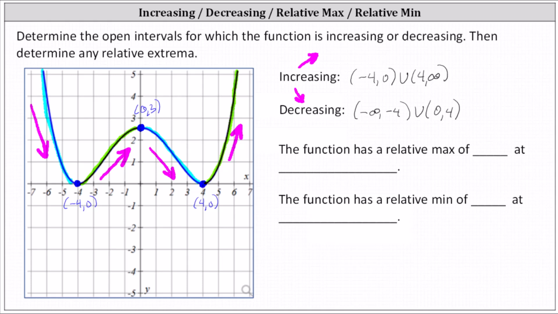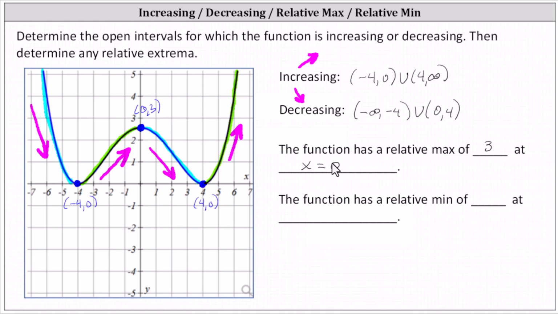The high point represents a relative max. The low points represent relative mins. Looking at the high point, the relative maximum value is the y value or function value of 3 at the location of x equals 0. We enter the function has a relative max of 3, again the y or function value at x equals 0.